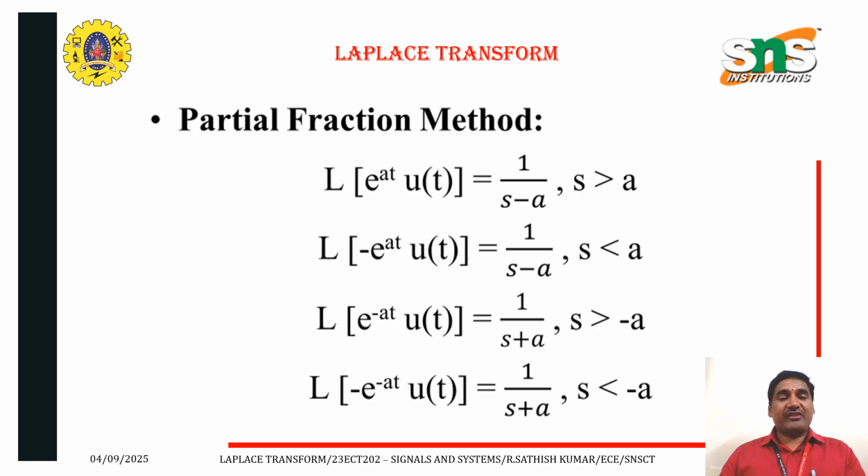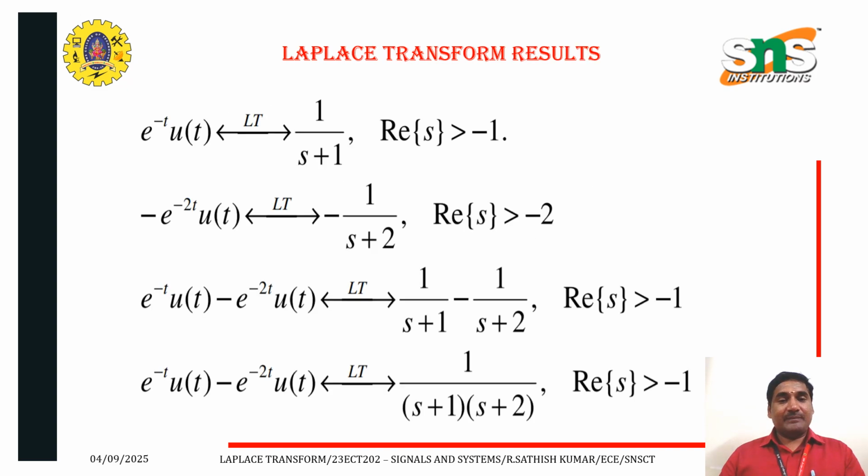Next one, partial fraction method. The Laplace transform of e power at into u of t is nothing but 1 divided by s minus a, where s should be greater than a. The Laplace transform of minus e power at into u of t is 1 divided by s minus a, where s should be less than a. The Laplace transform of e power minus at into u of t is 1 divided by s plus a, where s should be greater than minus a. The Laplace transform of minus e power minus at into u of t is 1 divided by s plus a, where s should be less than minus a.